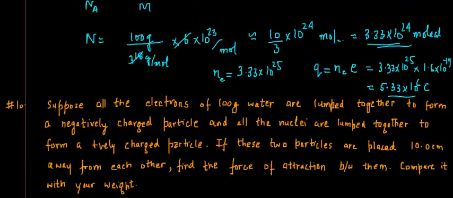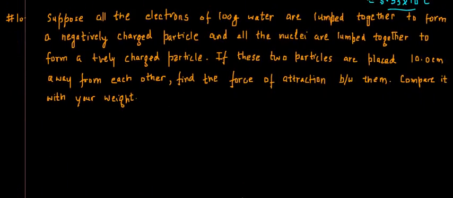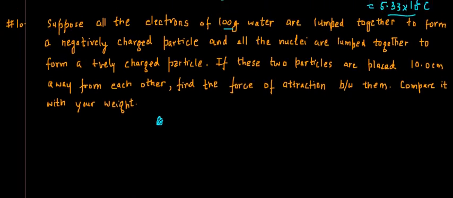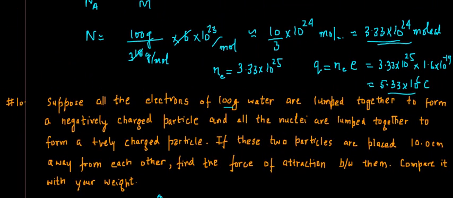Let's see the next question. Suppose all the electrons of 100 grams of water are lumped together to form a negatively charged particle. So we have a negatively charged particle in which all the electrons are, it contains a charge equal to the charge of all the electrons in 100 grams of water. And we have already calculated that in the previous example.